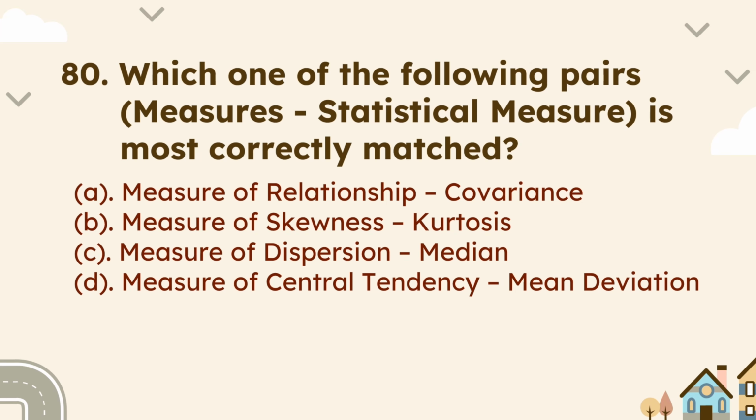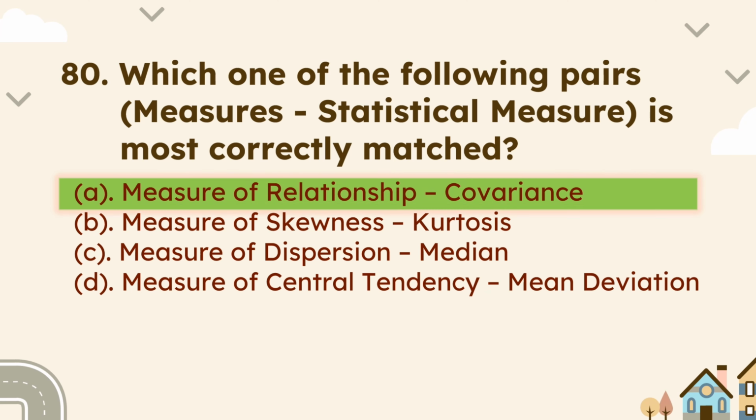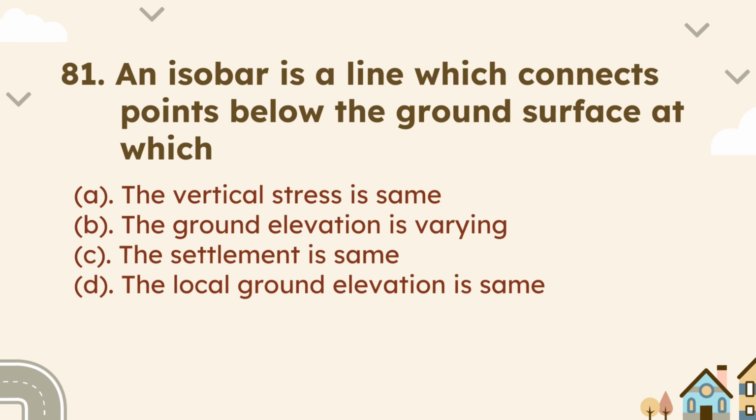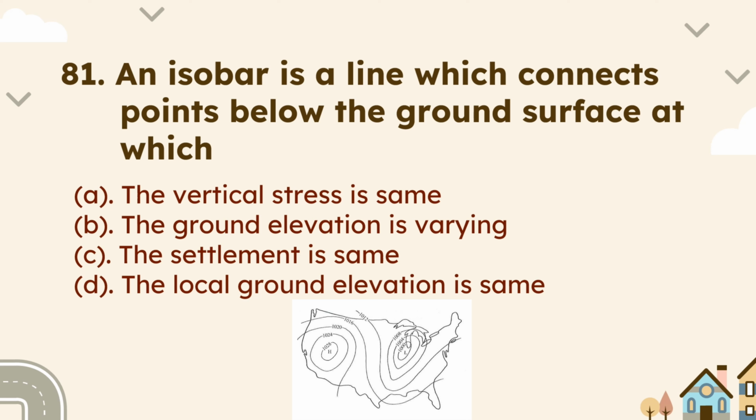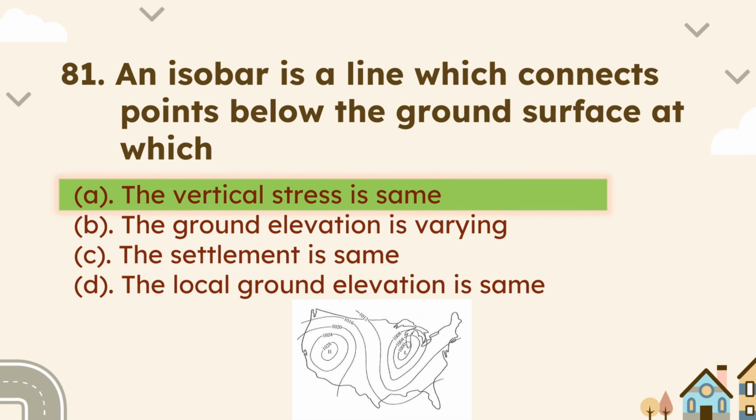Next question is, which one of the following pairs of statistical measure is correctly matched? So the correct answer of this question is option A, measure of relationship, covariance. Next question is, an isobar is a line which connects points below the ground surface at which. So an isobar line represents a similar vertical stress in the ground. It is very similar to contour lines, where each contour line represents a single vertical height or depth. Therefore, the correct answer of this question is option A, the vertical stress is same.